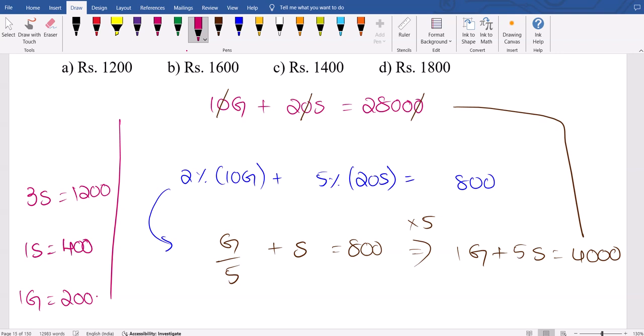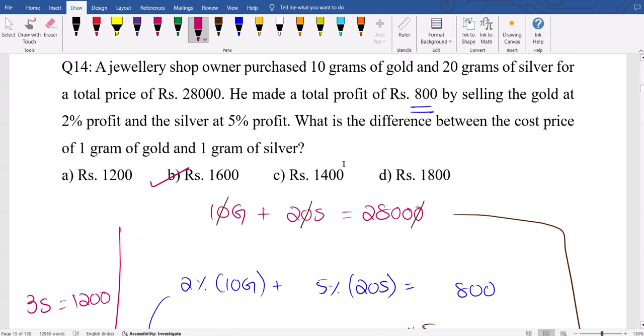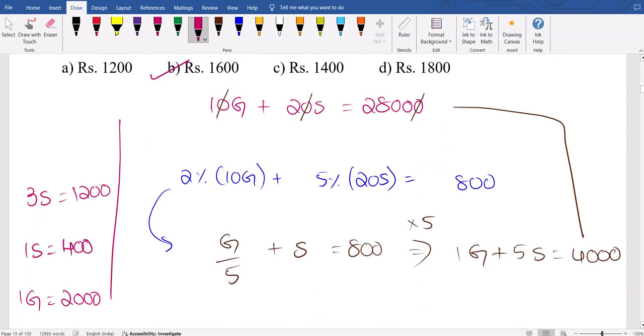The difference between these two is 1600. That's the question. The difference between gold and silver cost is 1600. Two equations, two unknowns: 10 grams gold, 20 grams silver, the given amount, and 2% profit on gold, 5% profit on silver. Sir, why did you take 5? Yes, sir, 5 into 20 is 100. 100% means 1. 100% is nothing but equal to 1, dear. Simple, no?